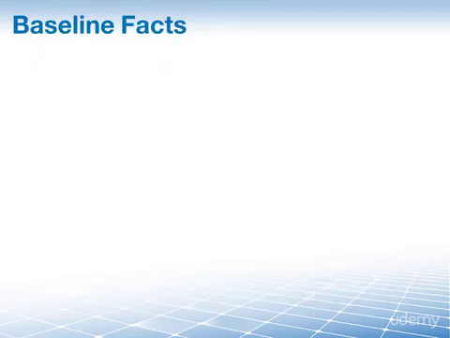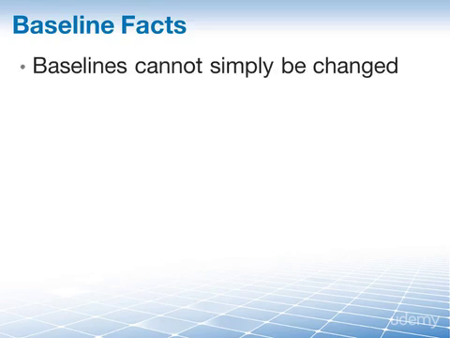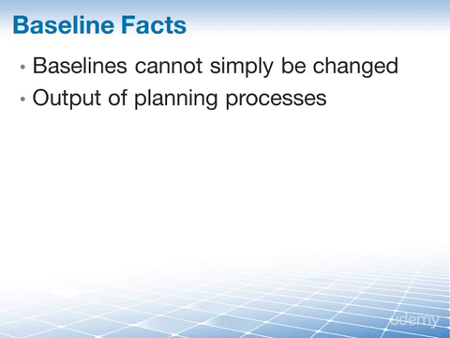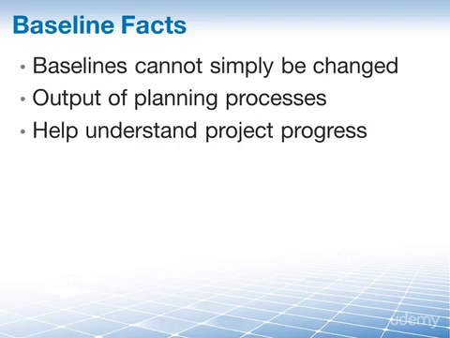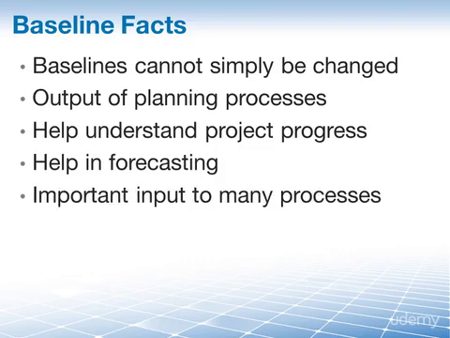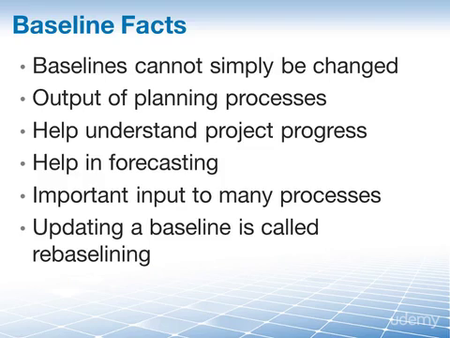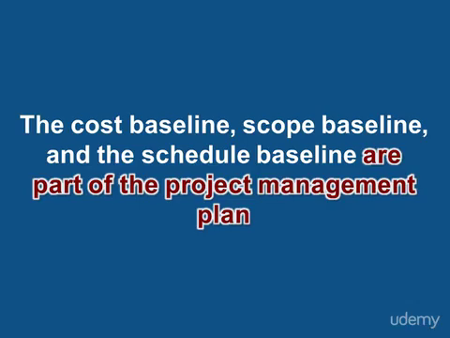A few facts that are common to all baselines are that baselines are approved and cannot simply be changed. Baselines are outputs of planning stages and are referred to and updated during execution and monitoring and controlling process groups. Baselines enable a project manager to understand the project progress by analyzing the baseline versus the actual performance and help forecast the project outcome. Baselines are important inputs to a number of project processes, and the outputs of a process can initiate a change request for a baseline. When a baseline is changed, we call it rebaselining. It's important to emphasize for the PMP exam that the cost baseline, scope baseline, and schedule baseline are extensively mentioned and discussed throughout the PMBOK guide, and they are explicitly listed as being part of the project management plan.